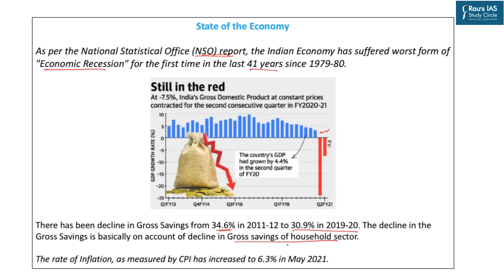On top of it, inflation has been breaching the upper limit of 6%. So in order to counter the present economic slowdown and put the economy back on track, the Government of India has announced a relief package of 6.2 lakh crore. This is in addition to rupees 20 lakh crore that was already announced as part of the Atmanirbhar Bharat package.